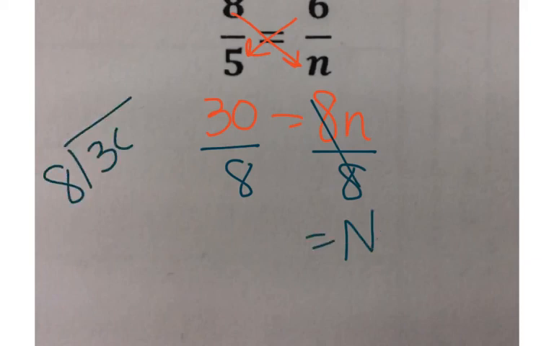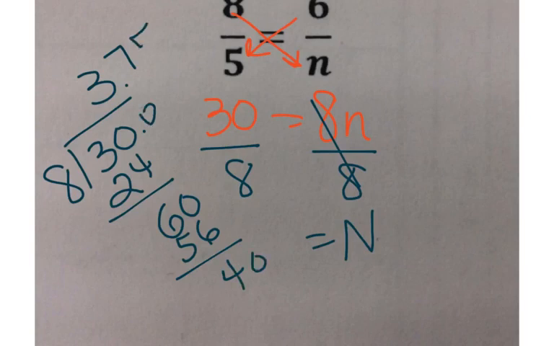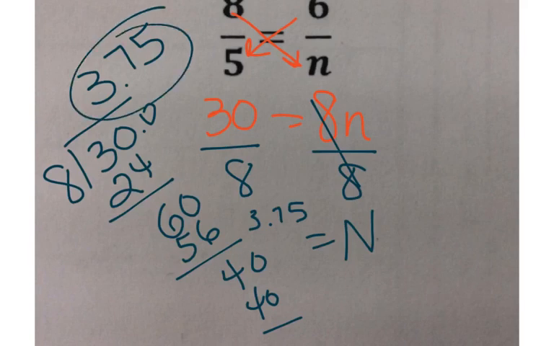8 into 30. 8 goes into 30 3 times. 3 times 8 is 24. 6 left over. Now, I'm not going to leave it like that. So I'm going to go ahead and add a decimal. Bring it down. Goes in there 7 times. Bring it down. So n is equal to 3.75. Okay, so that's what I would put in here, 3.75 for n to make that a true proportion.